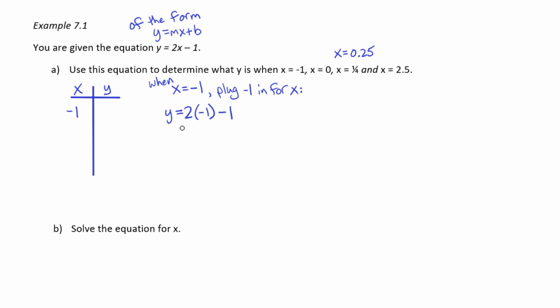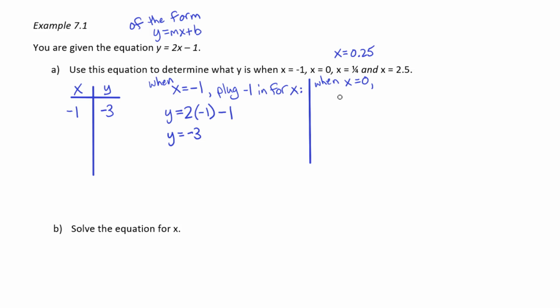2x minus 1. Now this is something that you can put into your calculator, right? In a calculator, the multiplication has precedence over the subtraction, so you don't even have to have any parentheses in it. You could put 2 times -1 minus 1, and what you'll get is -3.